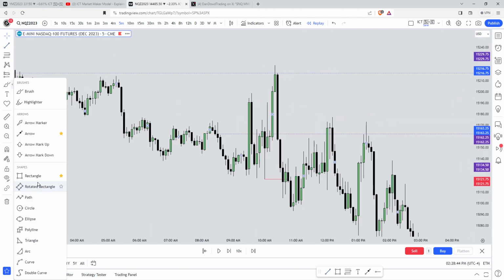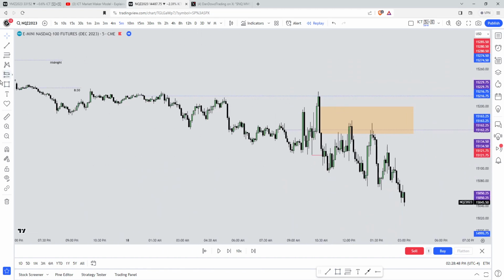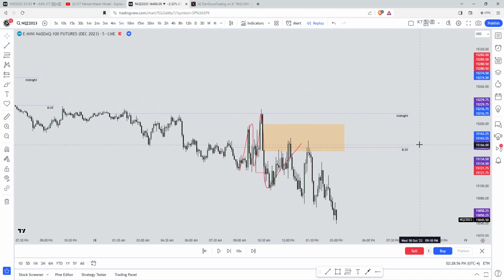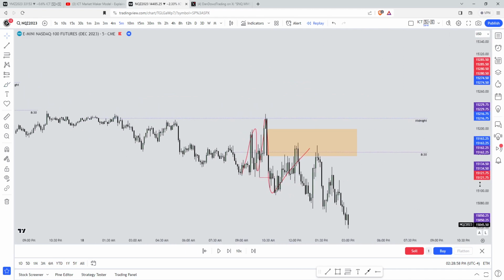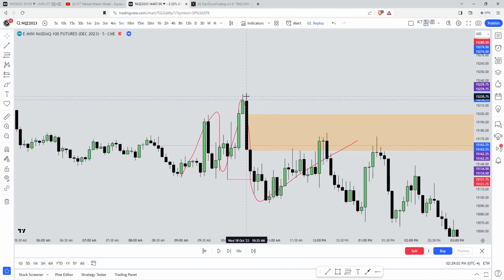When price retraces into this bearish fair value gap right here, that is a short opportunity. Where's the high of the day going to be at? If you guessed up here, you are correct. Why? Because this is where it created the 2022 model. It manipulated above 8:30 at midnight. We know once it manipulates above both, it's a deep premium market. When price displaces lower, this is going to be high of the day.